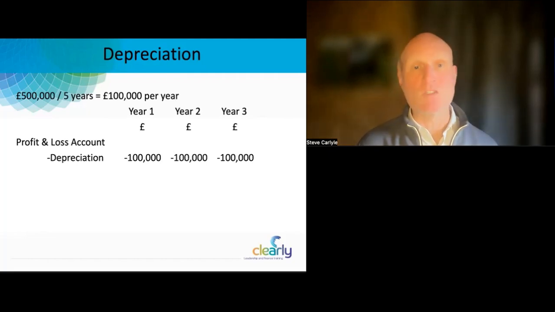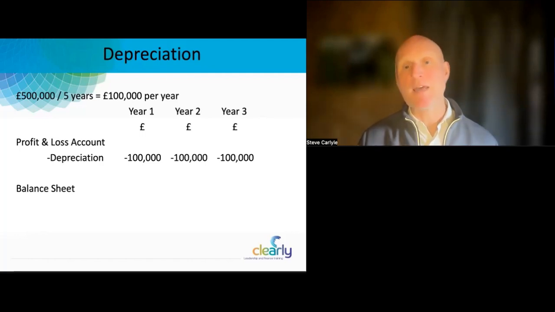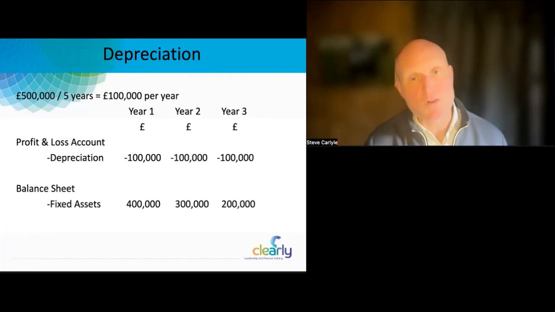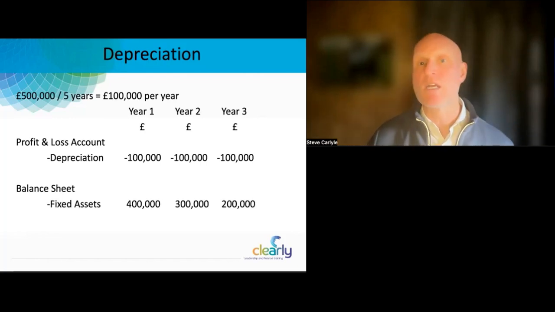And in the balance sheet, what you'll see is at the beginning of its life, when we buy it on day 1, the machine will have a value of 500,000. But by the end of year 1, it will have gone down by 100,000. And by the end of year 2, it will have gone down by another 100,000 to 300,000. And by the end of year 3, it will have gone down to 200,000. And by the end of year 4 to 100,000. And by the end of year 5 to 0.